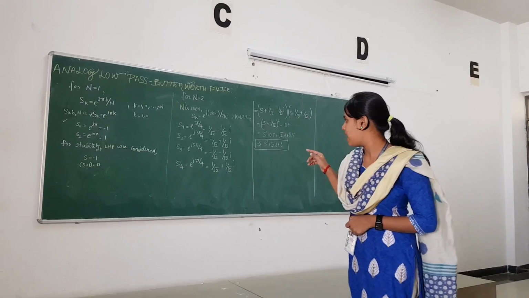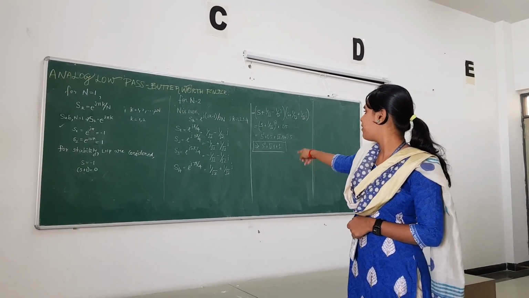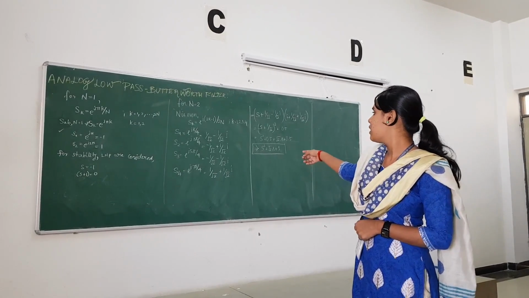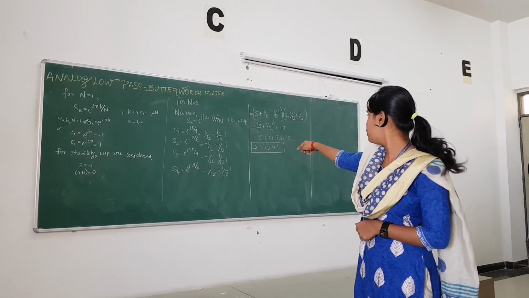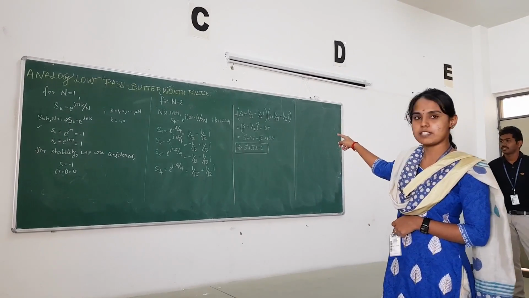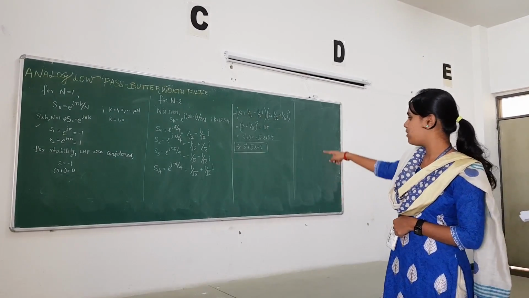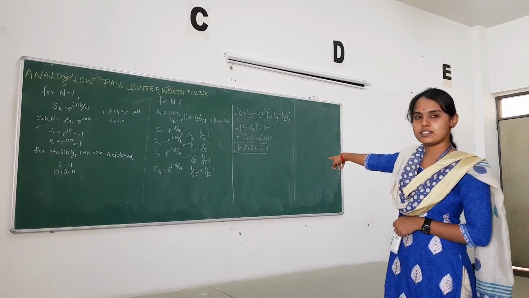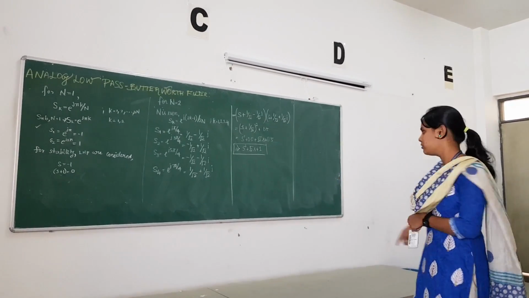And substituting the k values, we get the following poles. We have to take only the left half of the poles. So we take the negative 2 poles, and substituting in the equation, using the a plus b and a minus b formula, we get the following quadratic equation. And this is the denominator for second order.